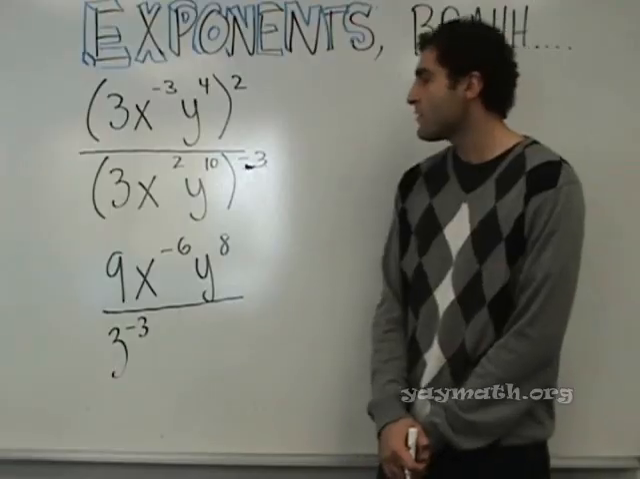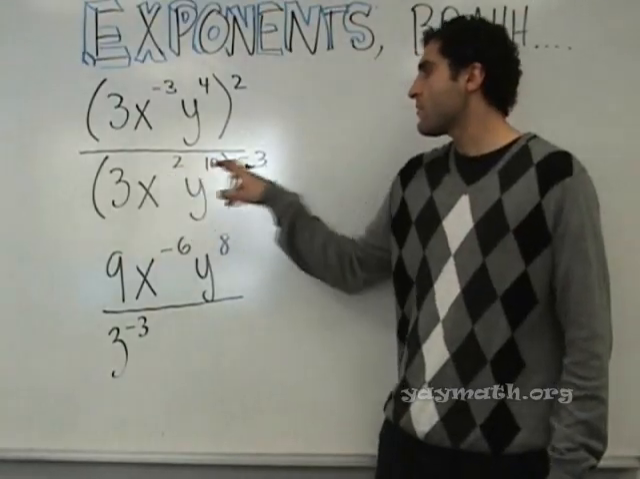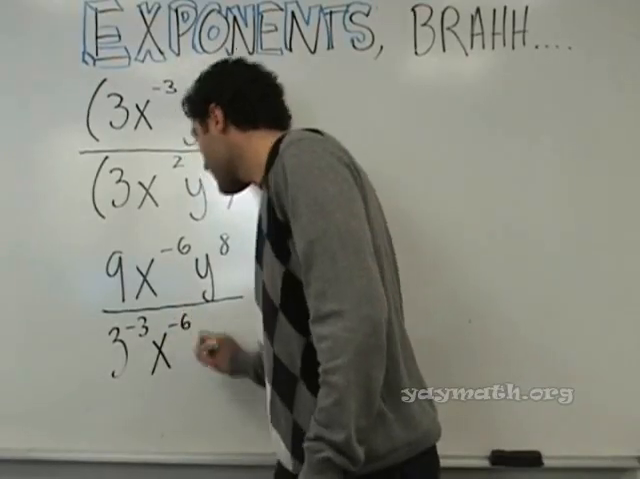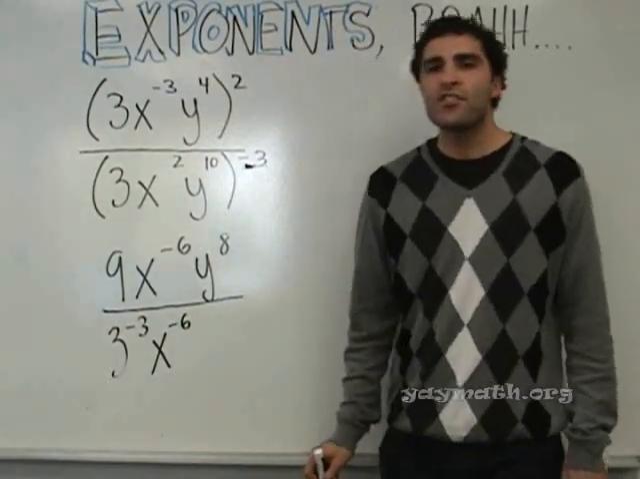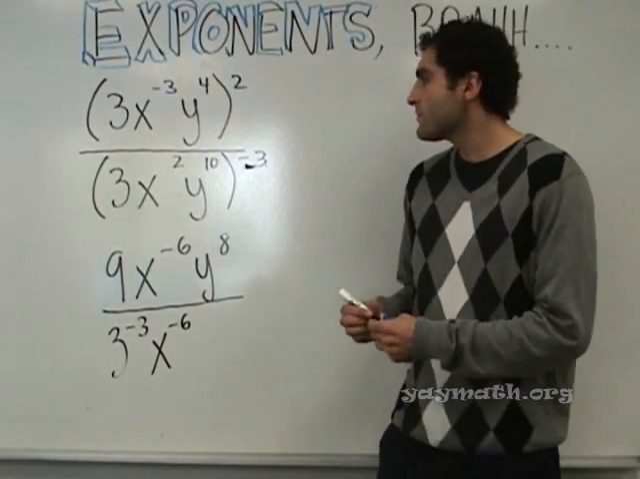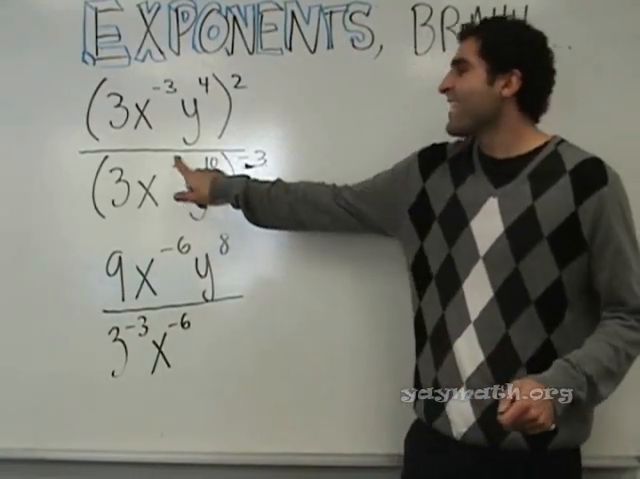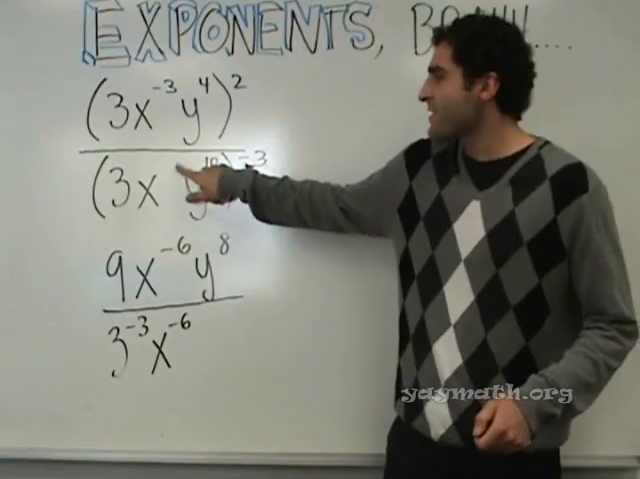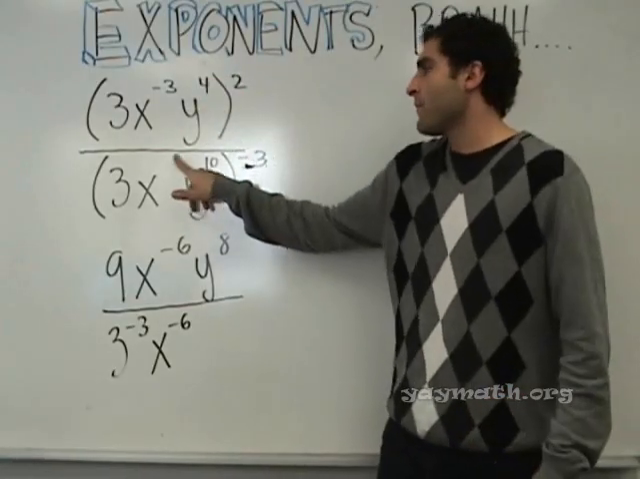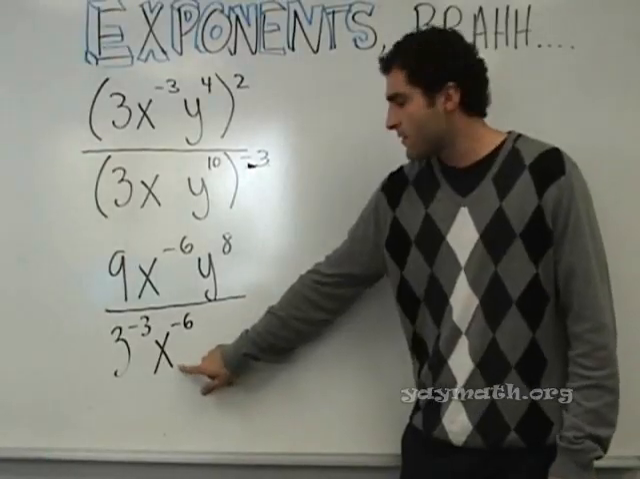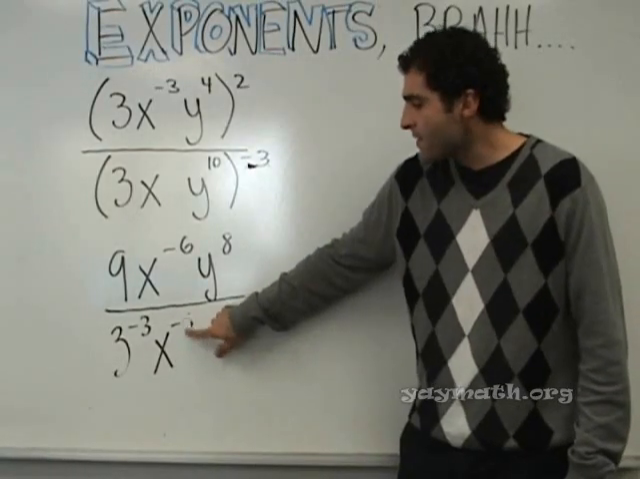x to the negative 6. Take this, cross this off, make it an x. I want to demonstrate a point. So that's gone, and now this becomes x to the what? Negative 3. Erase!